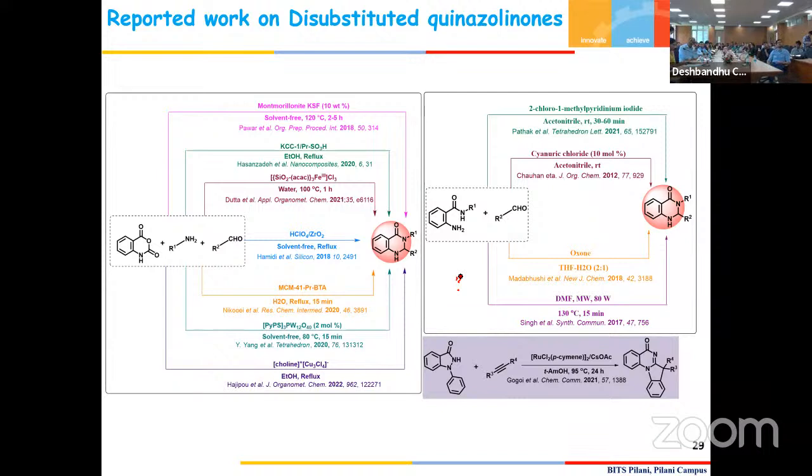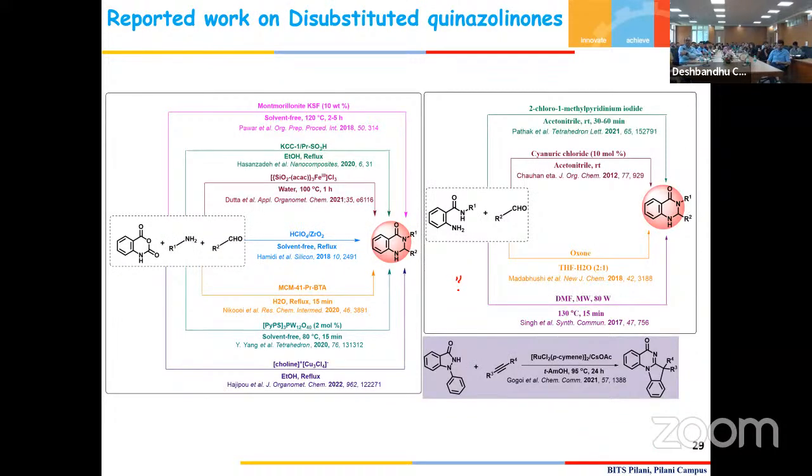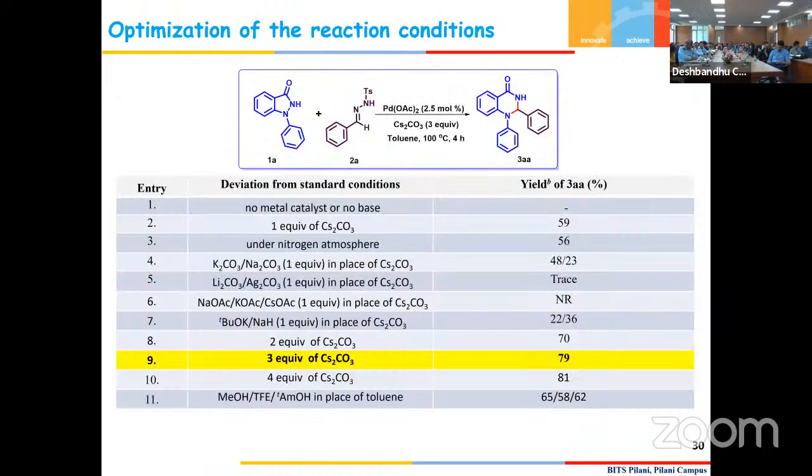A very interesting report was published by Gogoi and co-workers where they took indazolone and reacted it with alkynes. What was happening is that a nitrogen-nitrogen bond breaking is happening, and there's scissoring of this triple bond, and this gets inserted between the two nitrogen atoms. So taking inspiration from this, we started working on reacting indazolone with N-tosyl hydrazones.